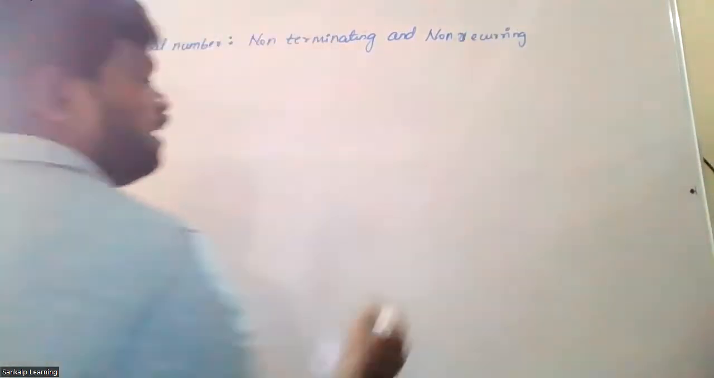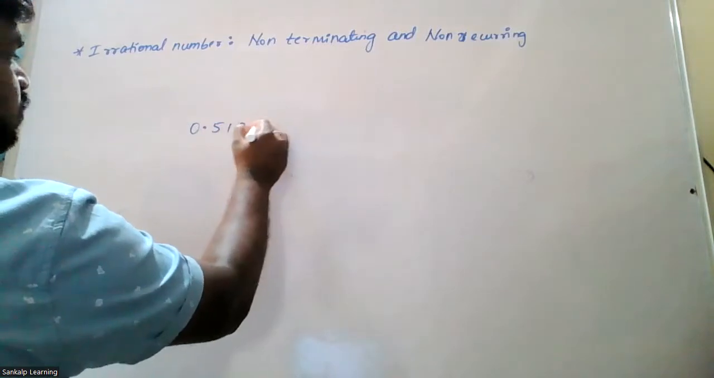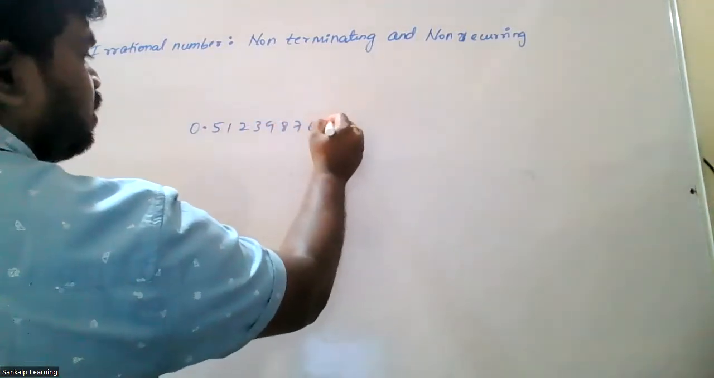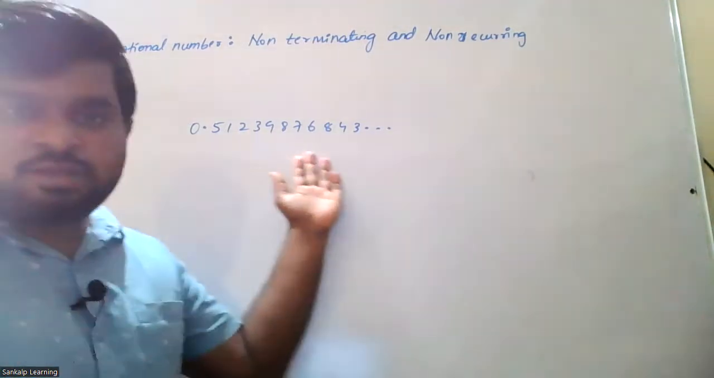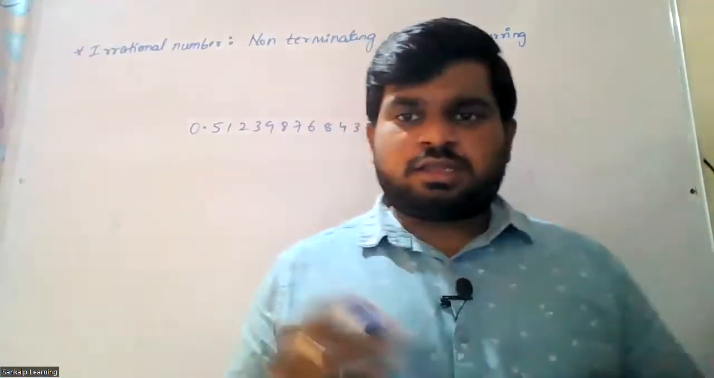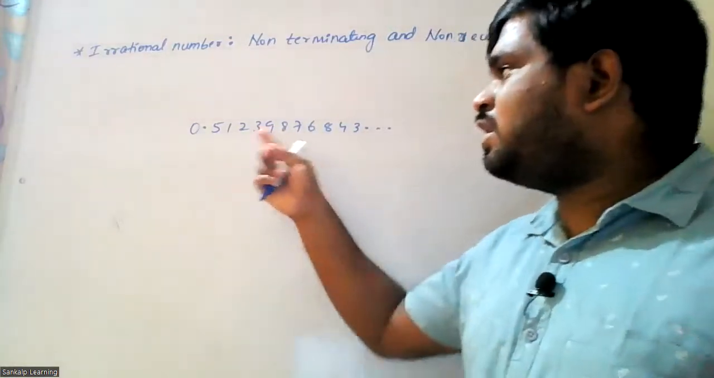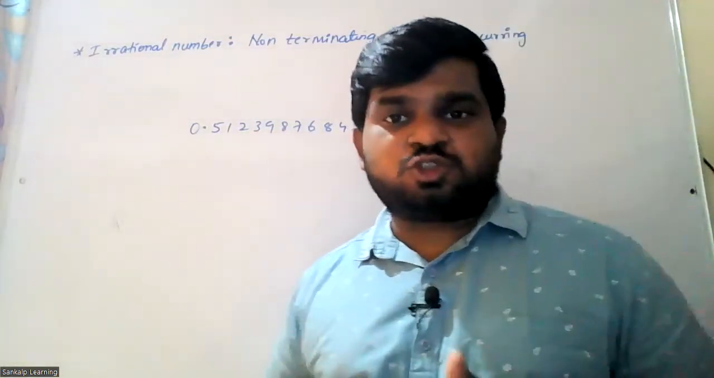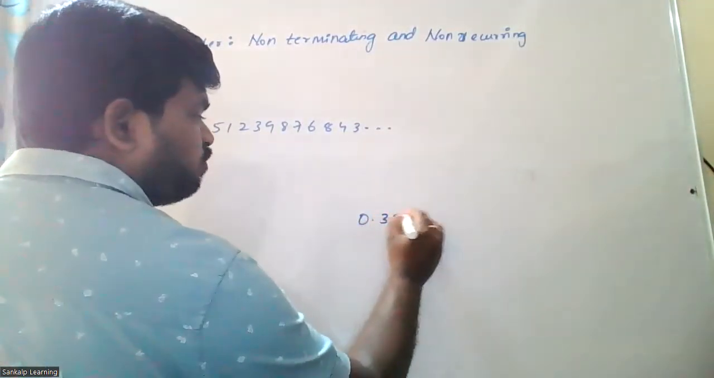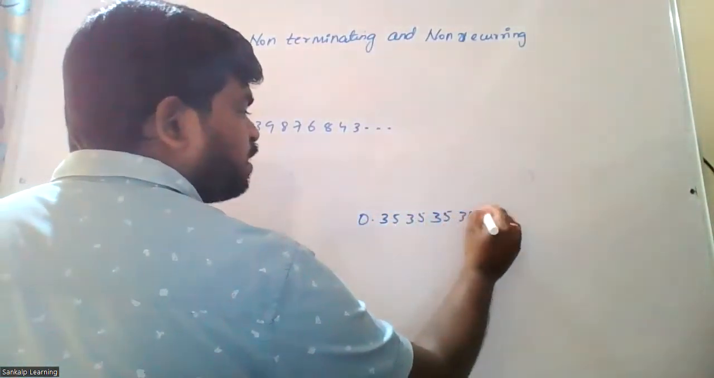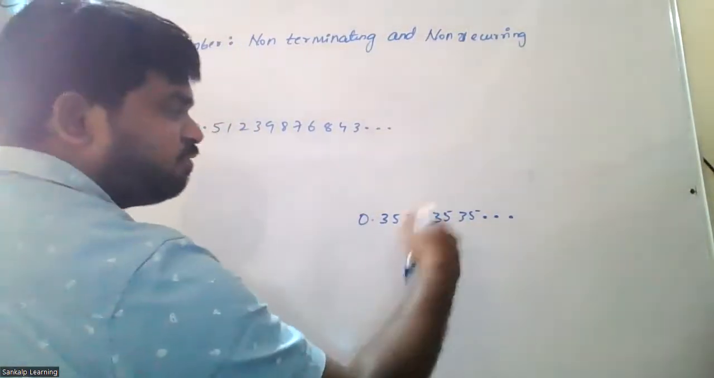Meaning the decimal expansion, let's say 0.5123987684 3 and so on. If you observe, this decimal goes on, right? It is not stopping. It is not terminating. So that's why we call it non-terminating. At the same time, there is no pattern seen here. When I say pattern, it might be like this: 0.35, 35, 35, and so on. See, a set of digits are repeating themselves again and again: 35, 35, 35.